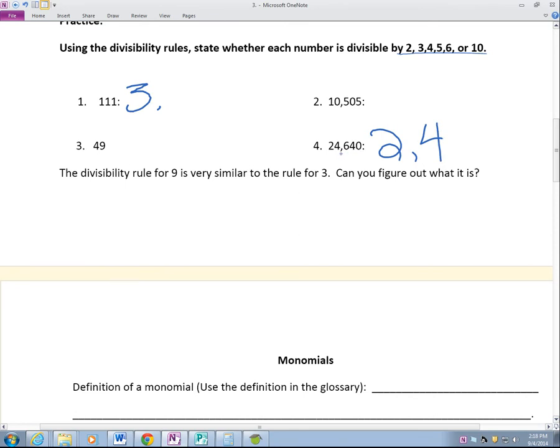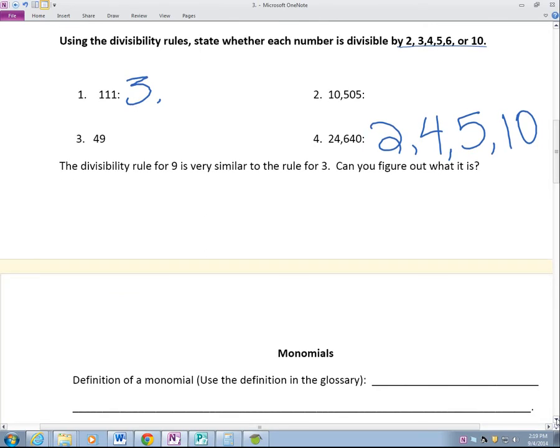Then we have 5. Is it divisible by 5? Is it a 0 or 5 in the 1's digit? Then yes, it is. How about 6? Is it divisible by 2 and 3? No, so it's not 6. Is it divisible by 10? Yes, because it's a 0 in the 1's digit. So I expect you to do this one and that one on your own. Not right now, because we got to keep trucking. Okay? Got to keep trucking.